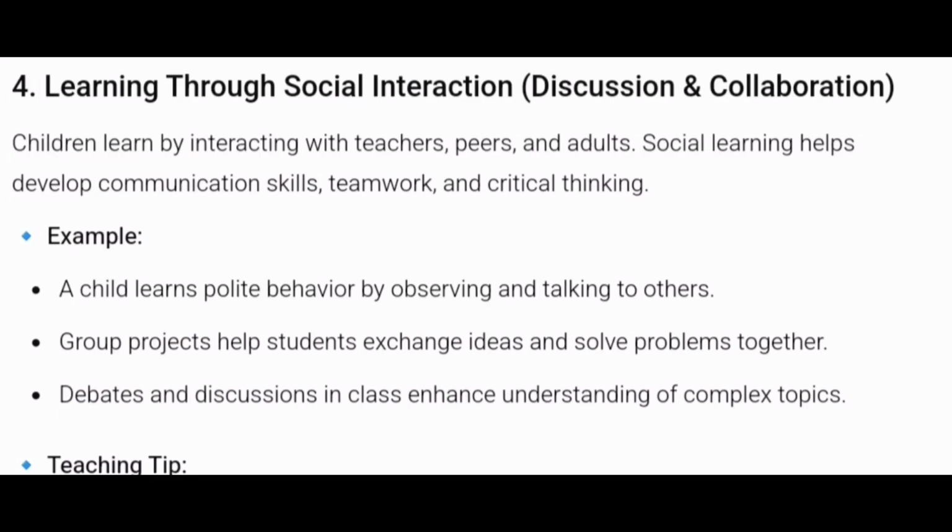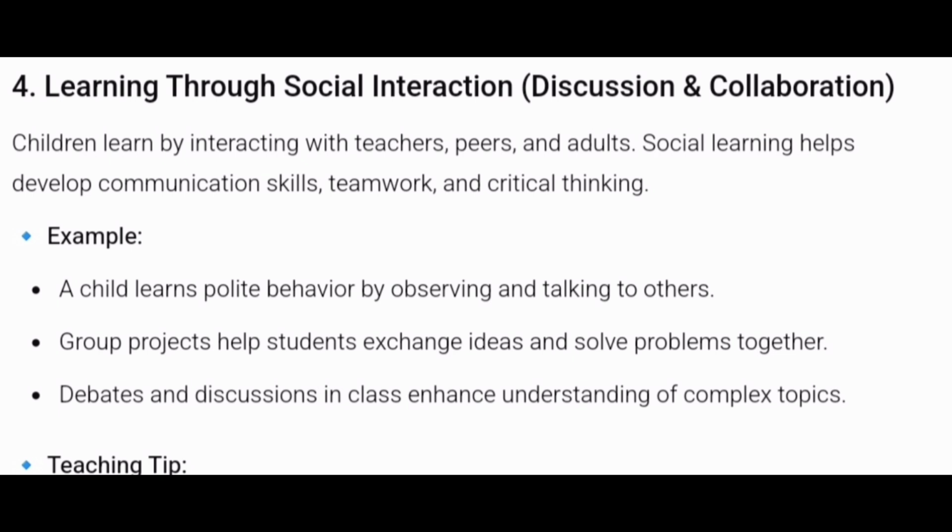Now let us see learning through social interaction, discussion and collaboration. So how do children learn through discussions and collaboration? Let us see. Children learn by interacting with teachers, peers and adults. Social learning helps develop communication skills, teamwork and critical thinking. Children learn along with others by interacting, by talking to the teachers, the peers, and the adults or the parents, right? So social learning helps develop communication skills.